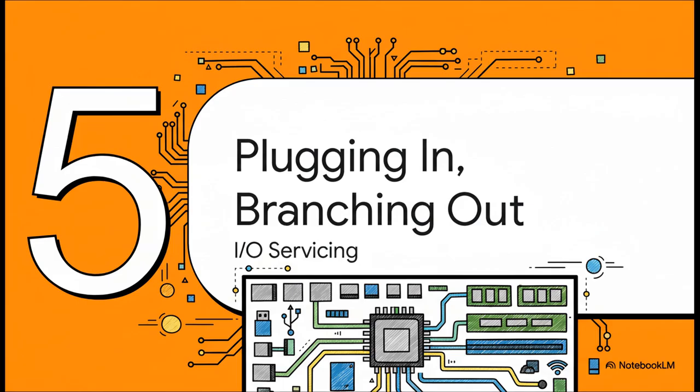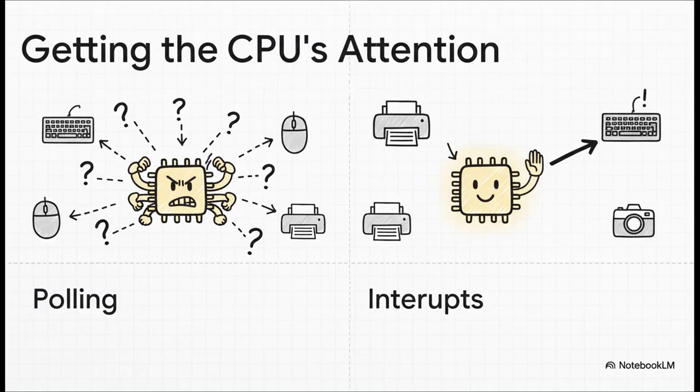Okay, so let's bring this all back to something we do every day, plugging new devices into our computers. How does all this connect? When a device, say your keyboard, needs to send something to the CPU, it can't just yell. The system has two main ways of handling this. First, there's polling. This is where the CPU just wastes its time constantly asking every single device, hey, you got anything for me? You? How about you? It's simple, but so inefficient.